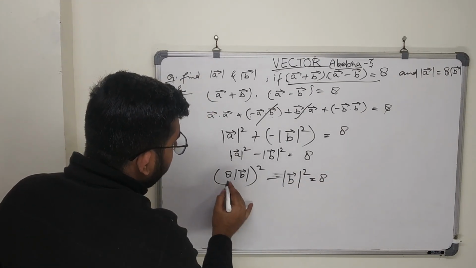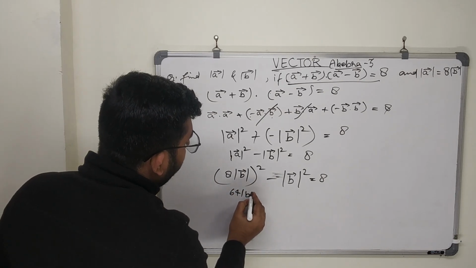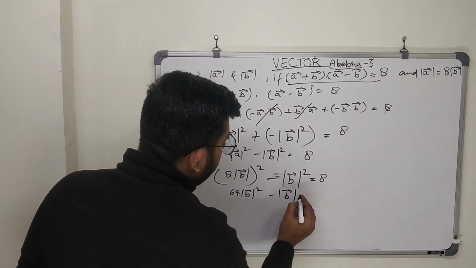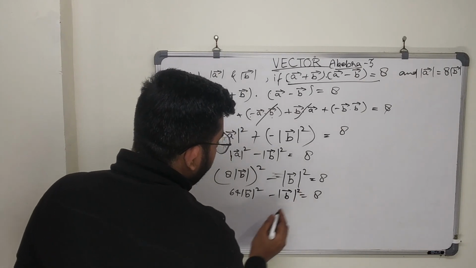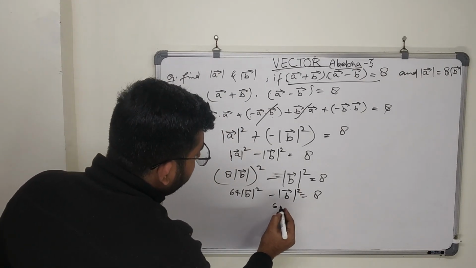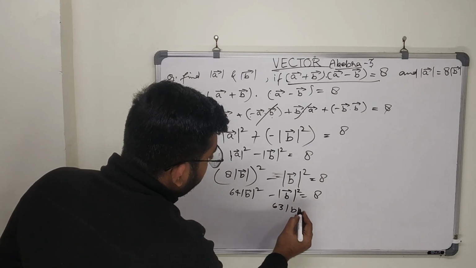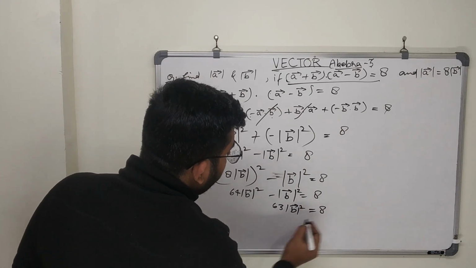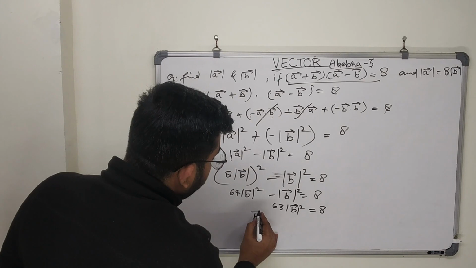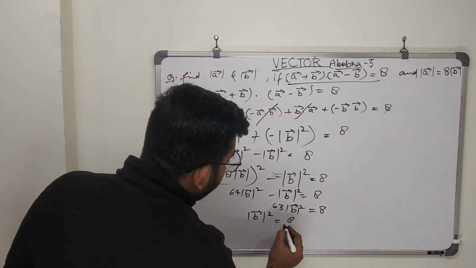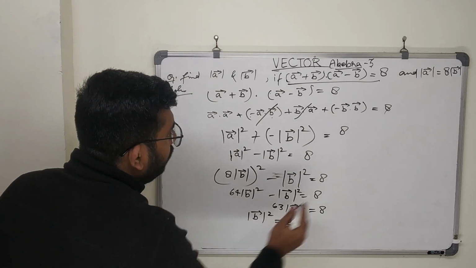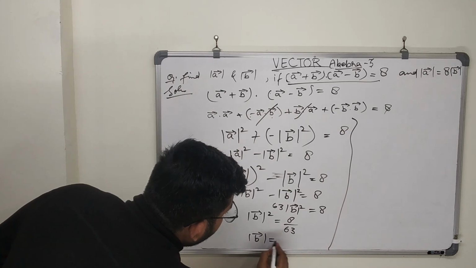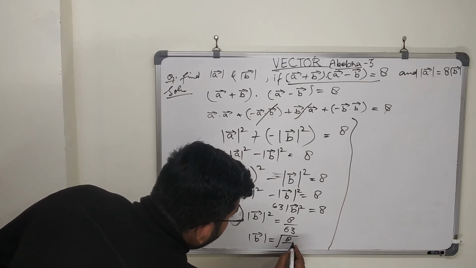Now simplifying, that is 8 8 is 64 into the square of the magnitude of b vector, minus the square of the magnitude of b vector, is equal to 8. So 64 minus 1, that is equal to 63 into the square of b vector's magnitude equals 8. और सिंप्लीफाई करेंगे इसको, b vector's magnitude square is equal to 8 upon 63. Now taking under root on both sides, b vector's magnitude is equal to under root of 8 upon 63.